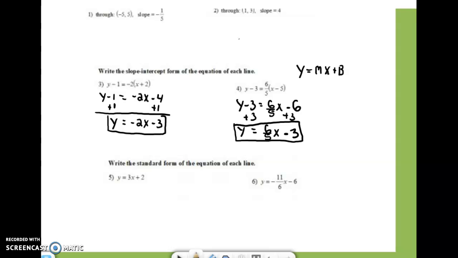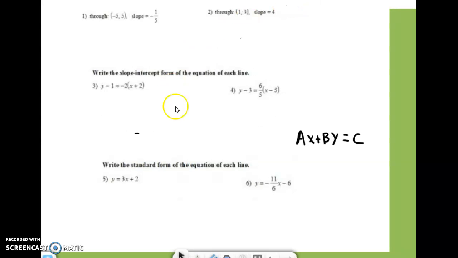All right, now the last form is standard form. Couple things about standard form. A, B, C, we have to have integers for all of these. We can't have any fractions, okay? So everything has to be an integer. And A cannot be negative, all right? And it says A, B, and C have to have a common factor of 1. Just means it has to be reduced, okay?